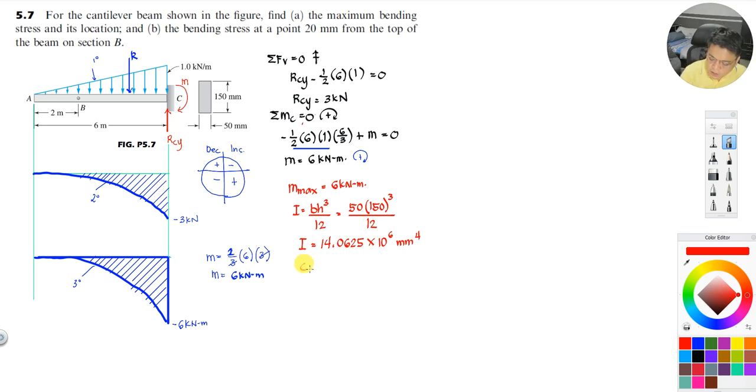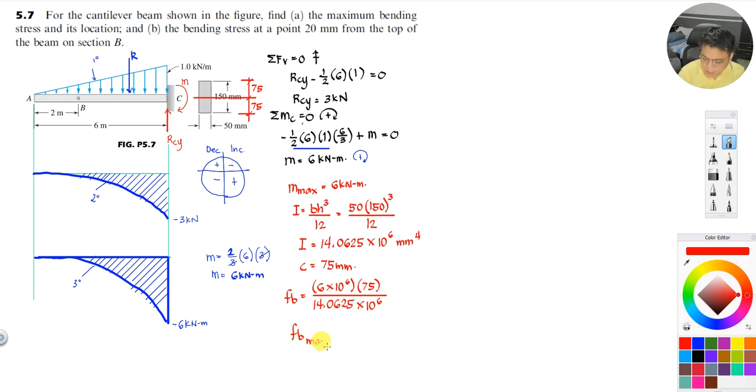Okay? So again, yung C natin, sabi ko nga sa inyo, they are perfectly symmetrical. So kahit taas or baba pa yan, same lang sila. So that is 75 and this is also 75 mm. So now, pwede na akong kumuha ng maximum FB. So FB is equals to M, which is 6. Kaya lang naka kilonewton meter, gagawin kong newton millimeter. So I will have is times 10 to the 6. Ang C is 75 all over I. So that is 14.0625 times 10 to the 6.